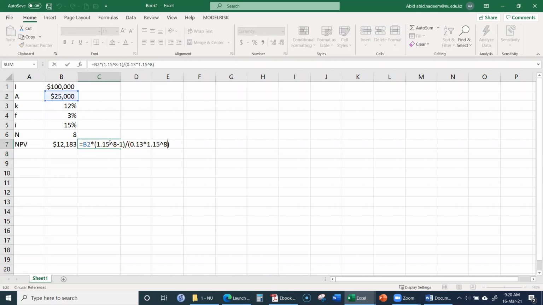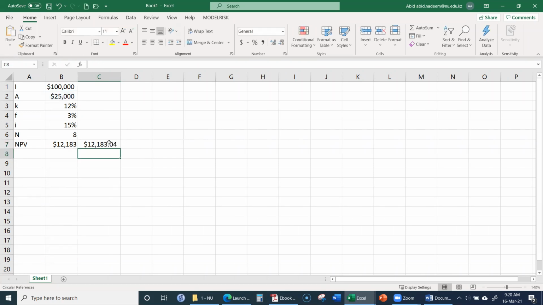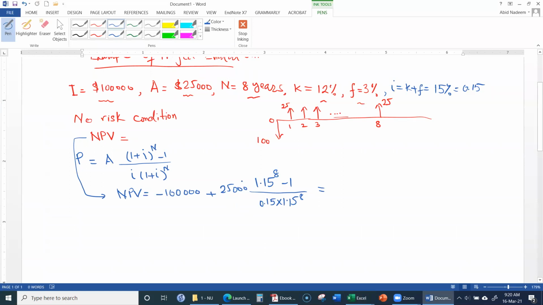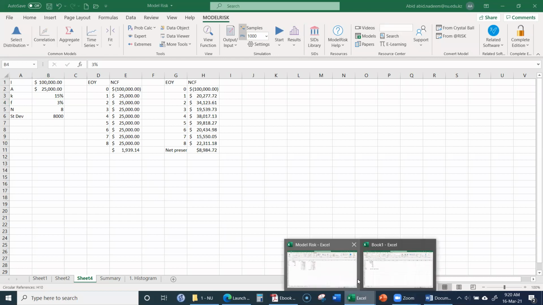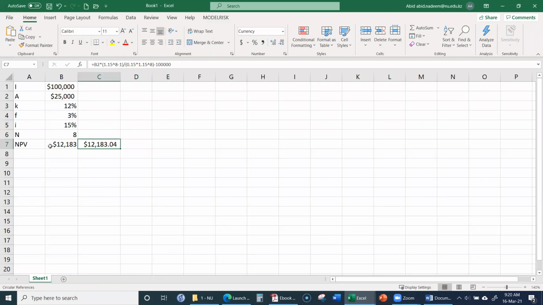No, this was 0.15. And then minus 100,000. So it is 12,183. Okay. So if you apply the same formula over here, same as this, we'll get the same answer. Anyway, this is actually not my main discussion today, so I should not spend much time over here.